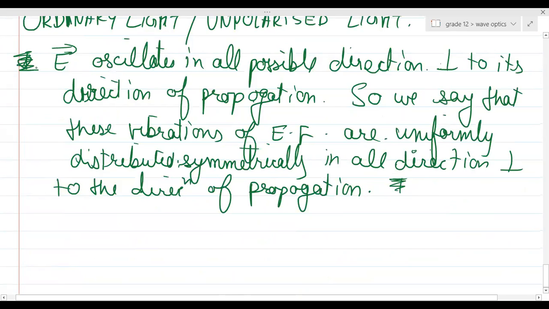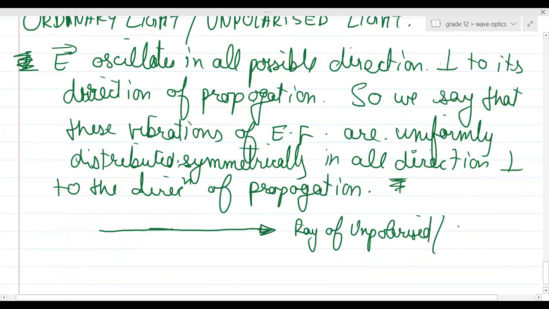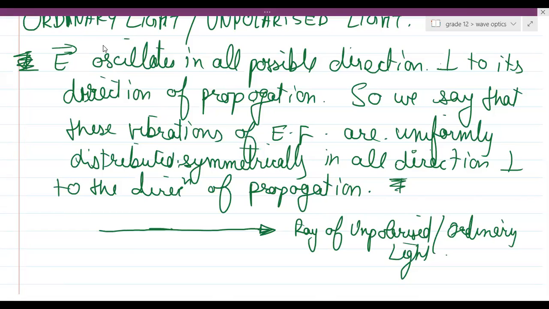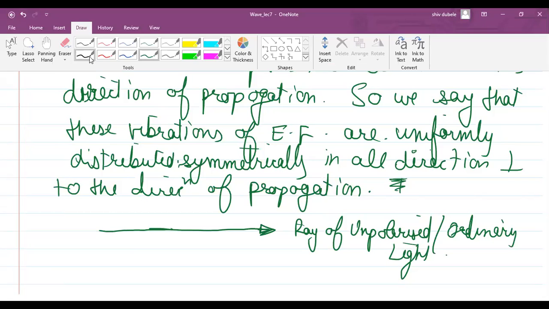Definition. It is denoted like this. Suppose this is the ray of unpolarized or ordinary light. Then how do I represent this particular light? I represent it like this.